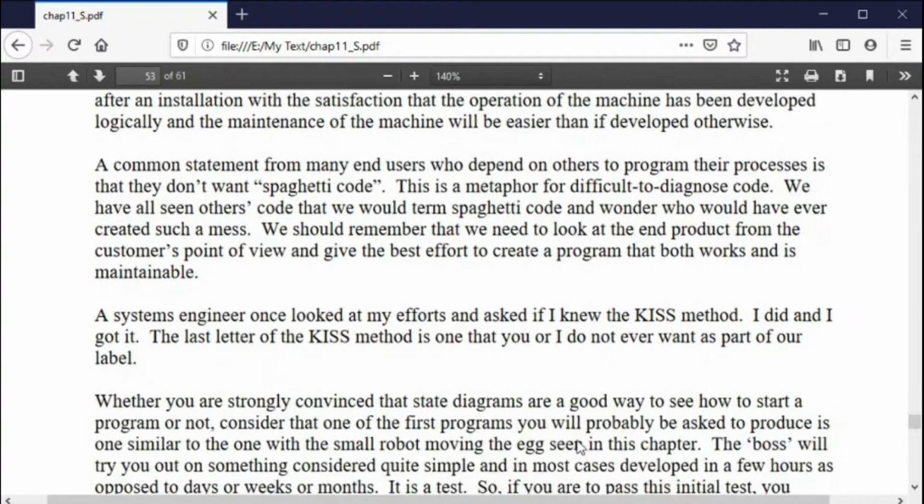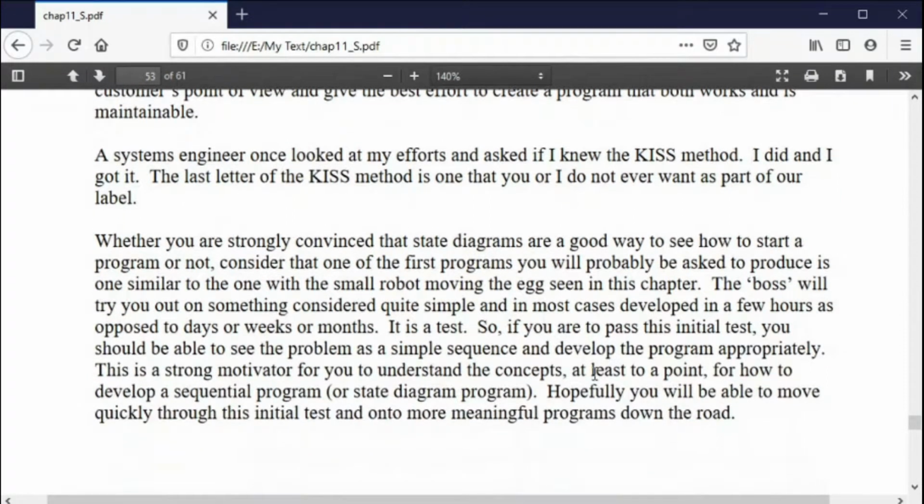Okay, so I mentioned the KISS method before. And I was asked once upon a time if I knew about the KISS method. And I kind of looked at the guy and I said, "You're telling me that I've gone overboard." And he was right. I had gone too far and I had to back up and make it a little simpler. So the last letter of that word is the one that you don't want to have happen. So again, remember the KISS method, always remember it, and make your processes simple and understandable and hopefully expressible with a state diagram if possible. Sometimes you don't need them, but sometimes you do.